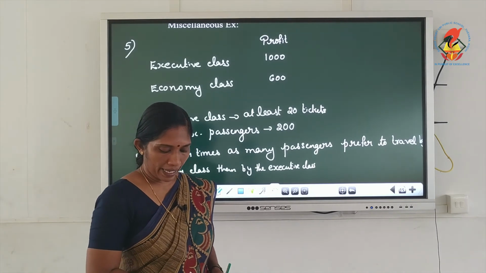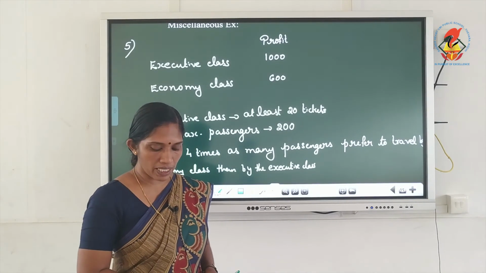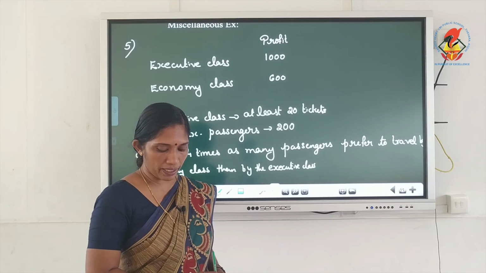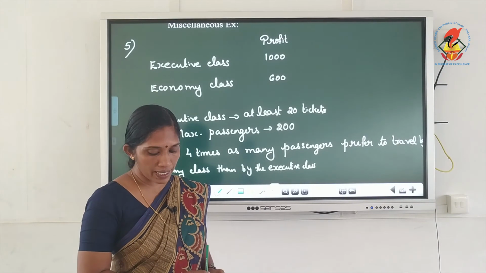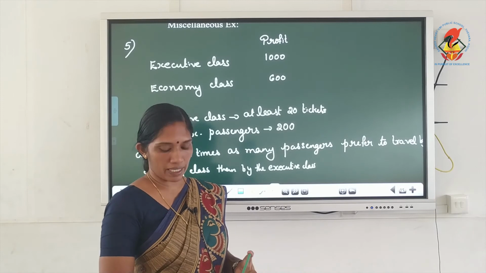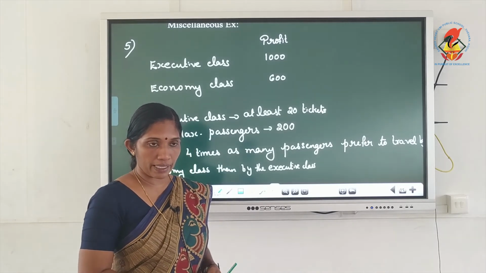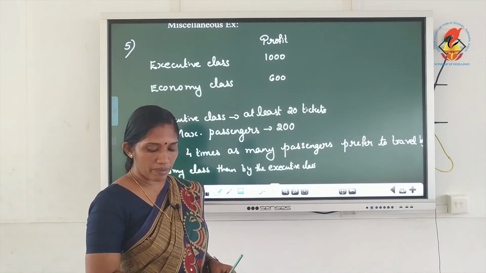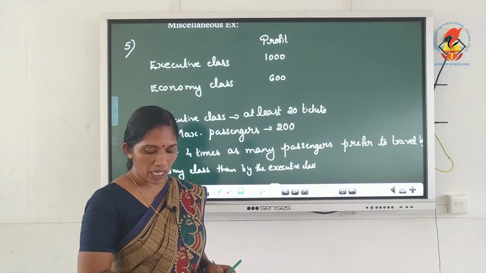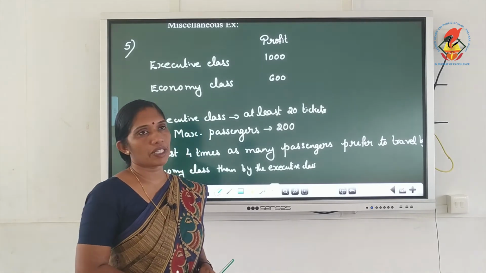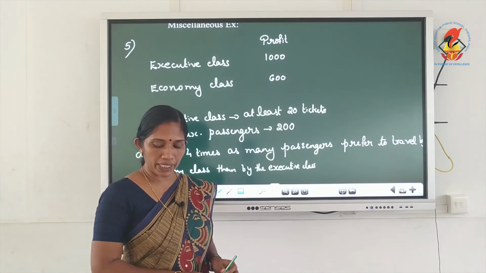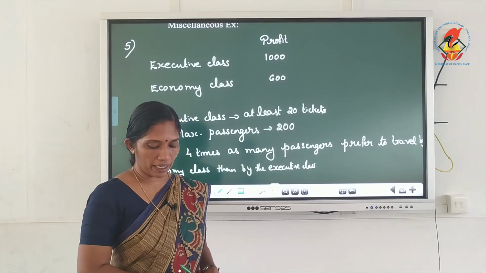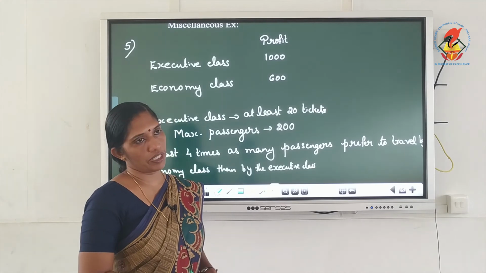An aeroplane can carry a maximum of 200 passengers. A profit of rupees 1000 is made on each executive class ticket and a profit of rupees 600 is made on each economy class ticket. The airline reserves at least 20 seats for executive class. However, at least 4 times as many passengers prefer to travel by economy class than by executive class. Determine how many tickets of each type must be sold in order to maximize the profit for the airline. What is the maximum profit?